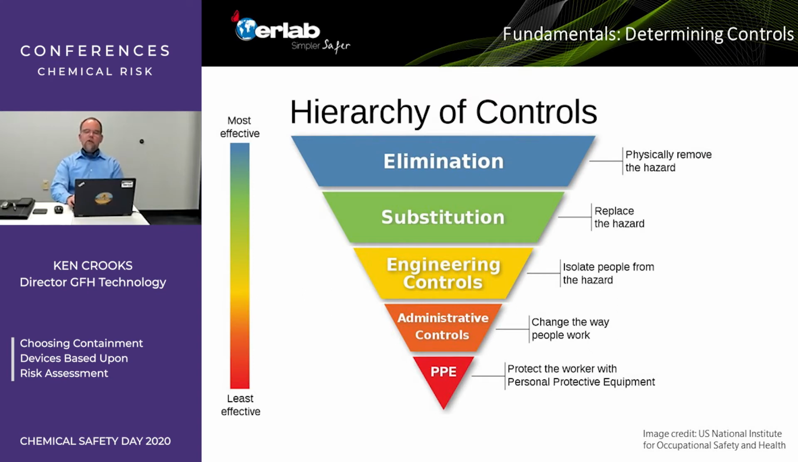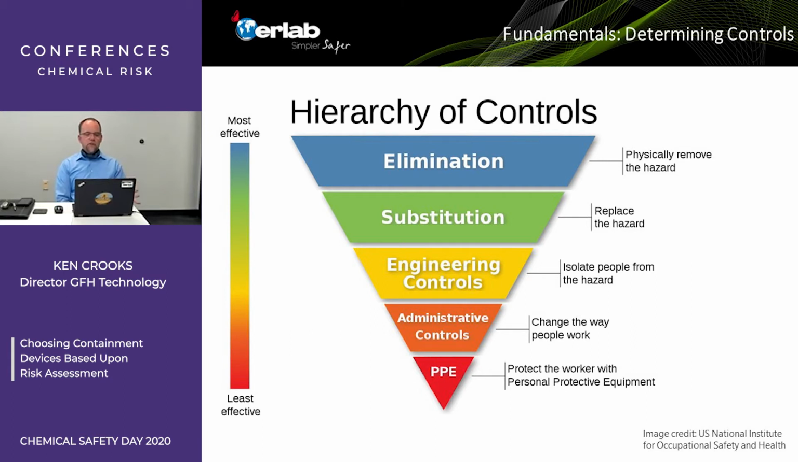So I do want to go back, though, to the fundamentals in determining controls. The U.S. National Institute of Occupational Safety and Health, or NIOSH, they've published the hierarchy of controls along with CDC, our Center for Disease Control. And the very first thing you want to do is eliminate, if you possibly can. The most effective is in blue, eliminate that risk. Remove that hazard from your laboratory. Don't use that chemical. Don't do that process. But that's not always acceptable.